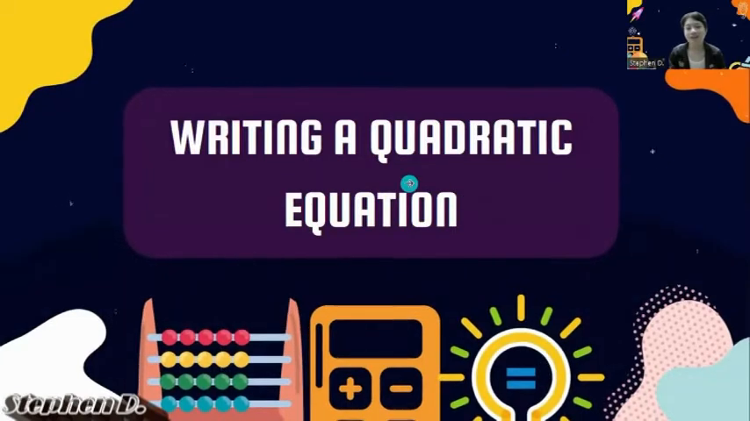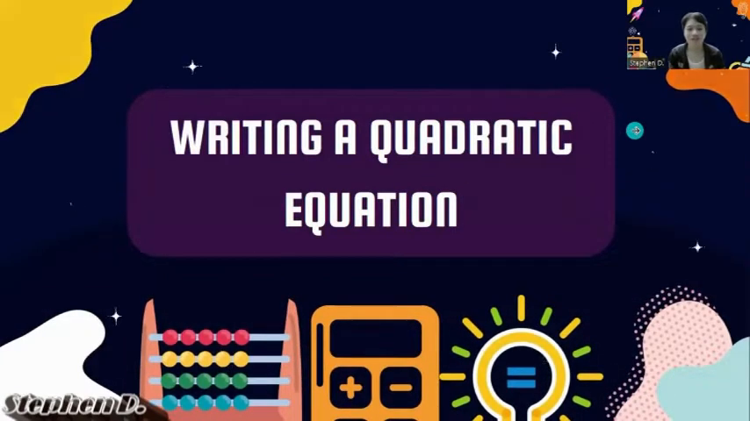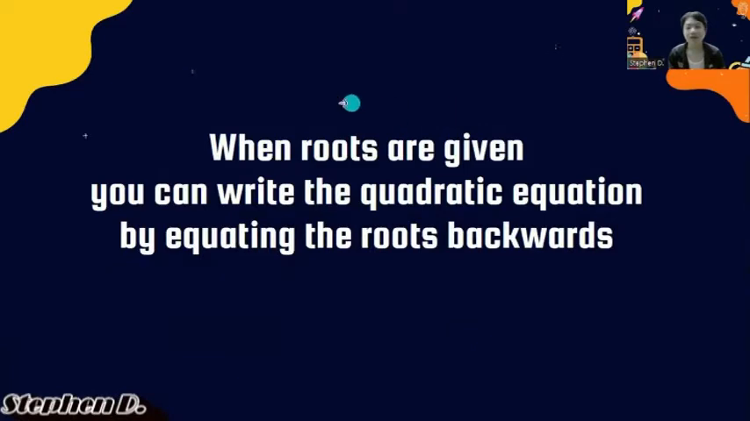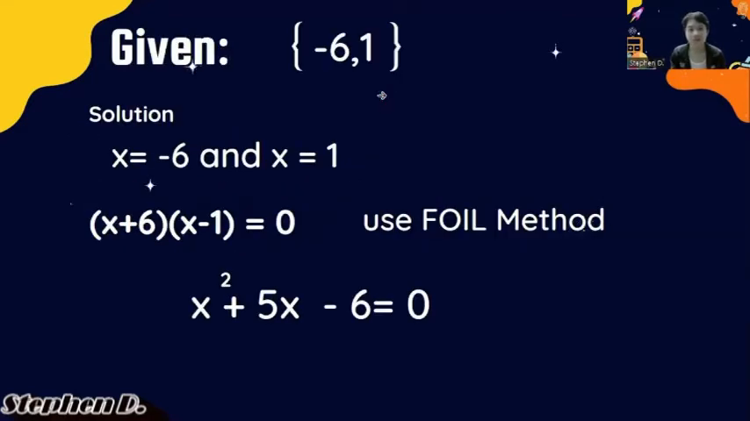Next is writing a quadratic equation. When roots are given, you can write a quadratic equation by equating the roots backwards. So our given is negative 6 and 1. Our solution, we equate it to x. So x is equal to negative 6 and x is equal to 1. We transpose negative 6 to the x and 1 to the x. That's why we get x plus 6 and x minus 1.